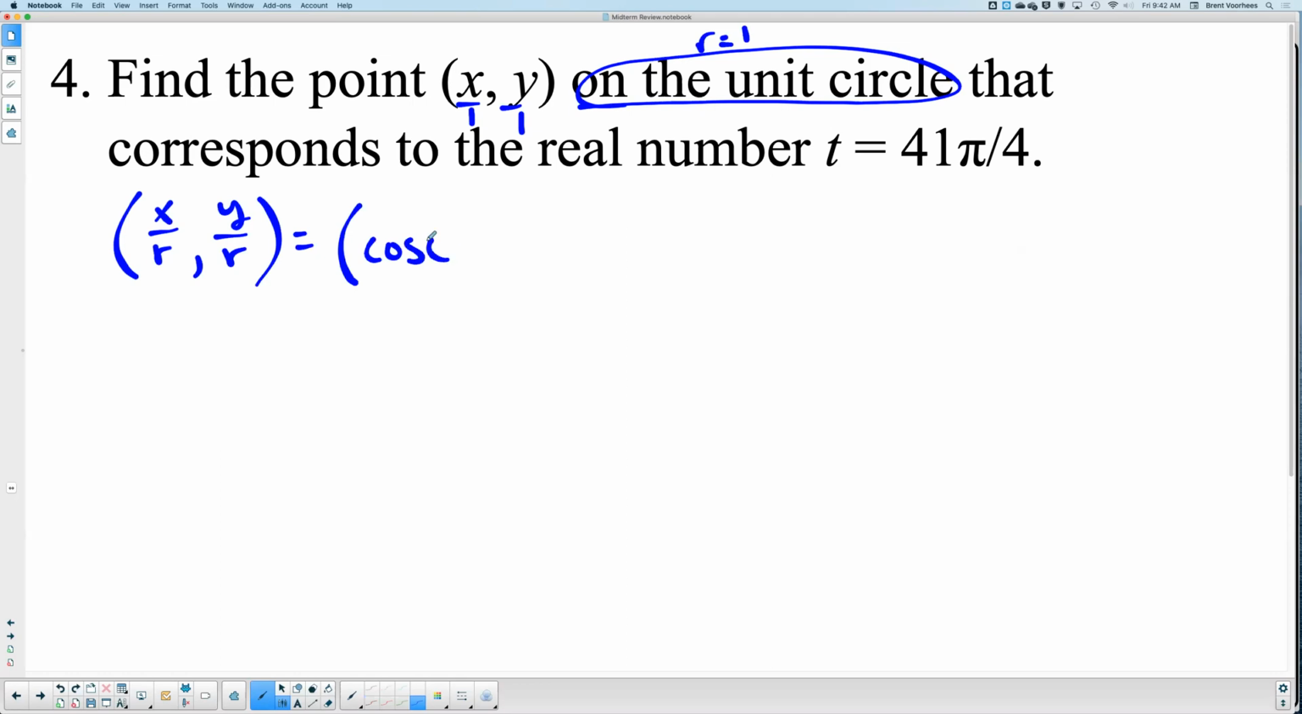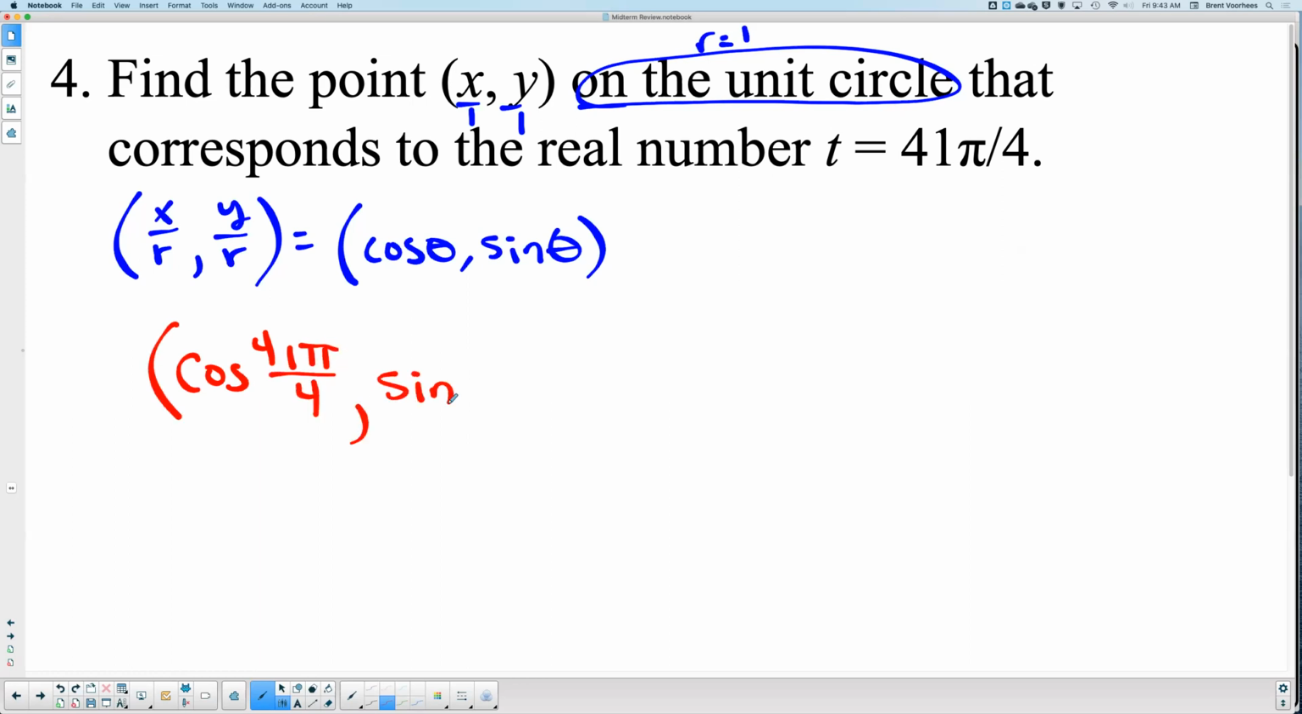They're saying find the cosine and find the sine. That's how I get my point. If it says find that point, x comma y, they mean find cosine comma sine. That corresponds to the real number 41 pi over 4. So we need to find cosine of 41 pi over 4 and sine of 41 pi over 4.